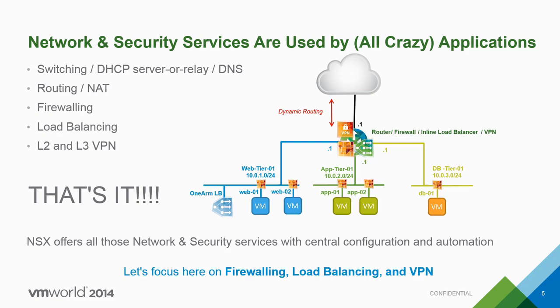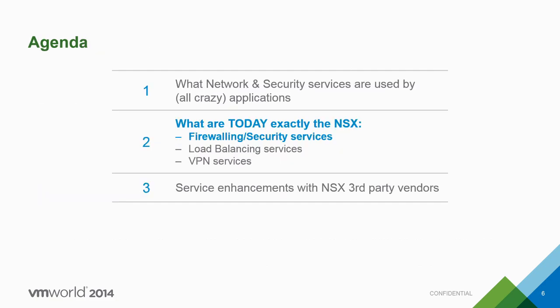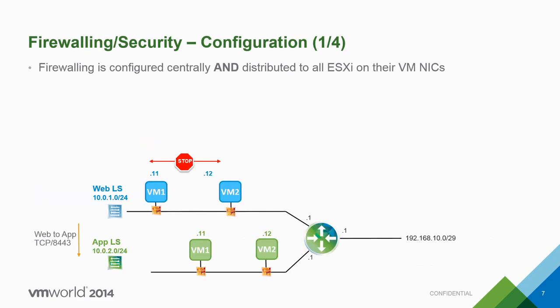So now I'll skip the basic network services, and I'll focus only on the advanced ones, with firewalling, load balancing, and VPN. So let's start with firewalling. Actually, the way we do firewalling is, first of all, we do not call that a firewall. We call that a distributed firewall.